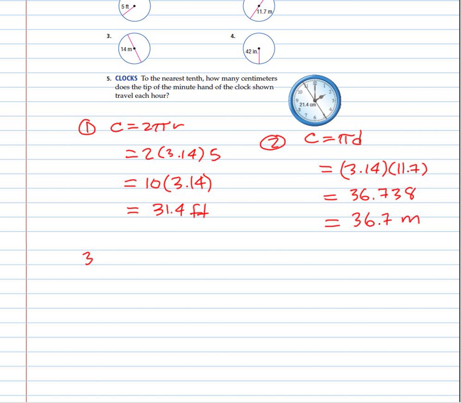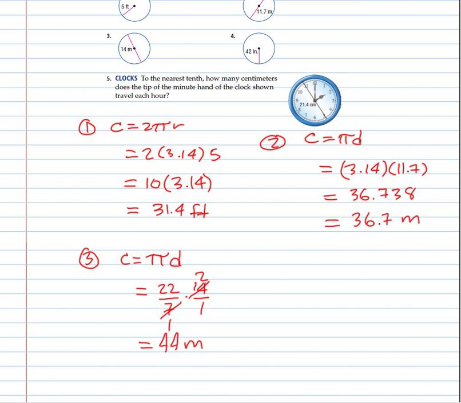Number 3, now they do give me diameter, and they do give me a diameter that's a multiple of 7, so I'm going to use the formula pi d. Pi, I'm going to use this time 22/7. I'm going to take that times 14 over 1. I'm going to simplify here and here, which gives me a circumference of 44 meters.